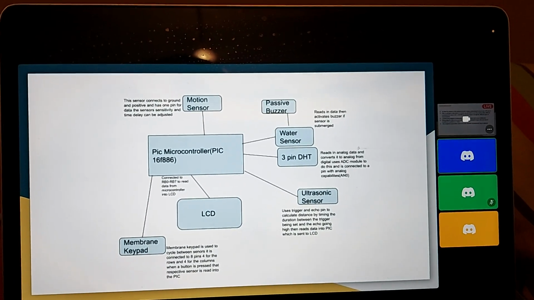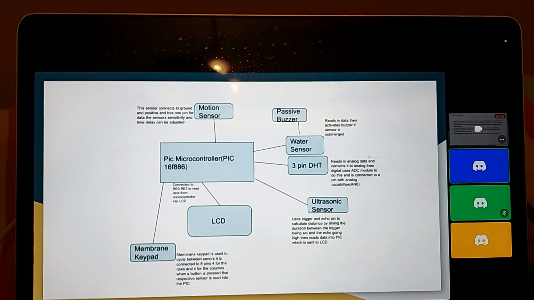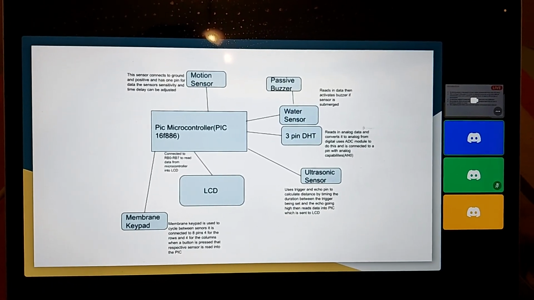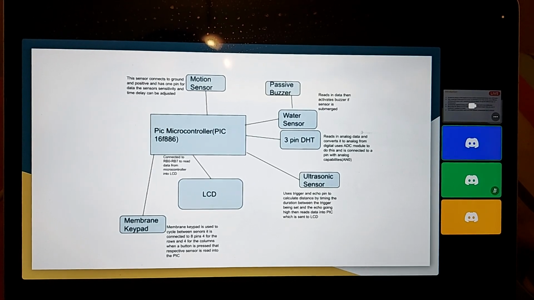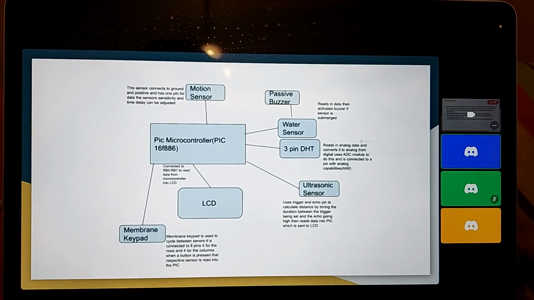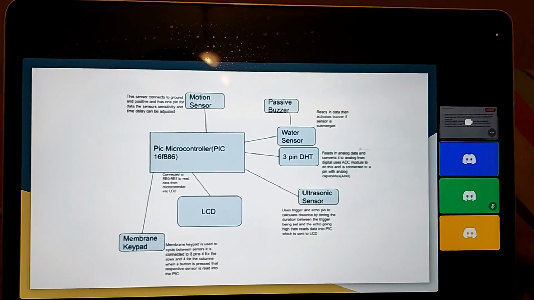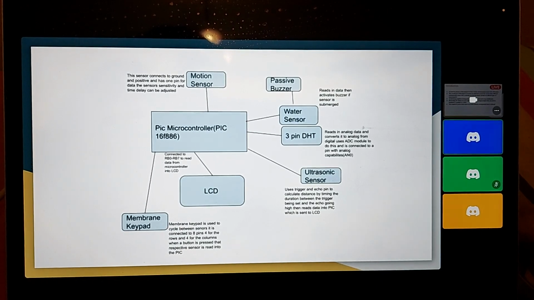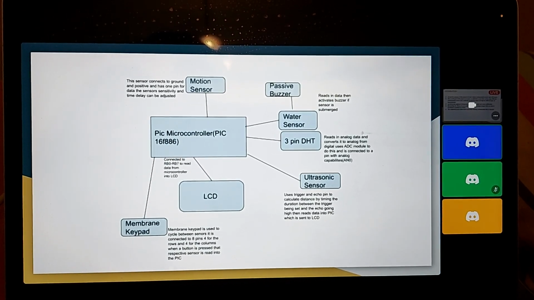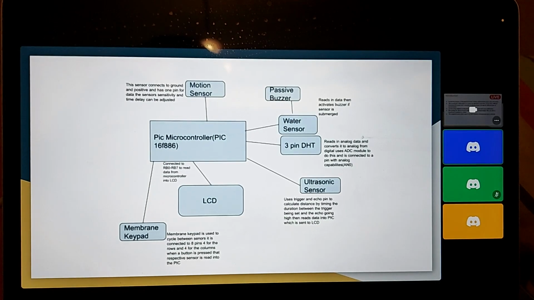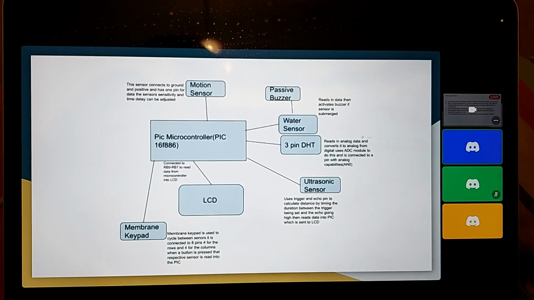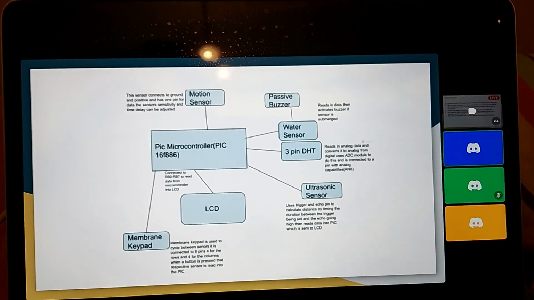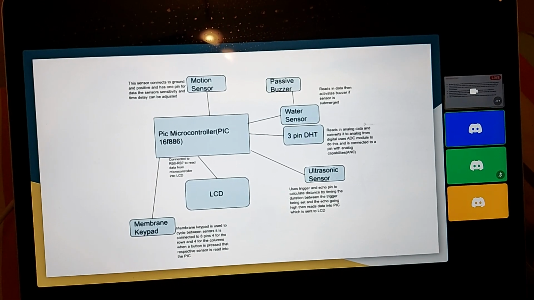We set the timer register when the trigger pin is pulled, and then when it bounces off of something and comes back to the echo pin and the echo pin is raised high, that timer is stopped. And using the time data from that, we are able to calculate the distance and send that to the LCD. We had an LCD which was connected to the PIC microcontroller with pins RB0 through RB7 connected to D0 through D7. And this was used to display the various results on the screen.